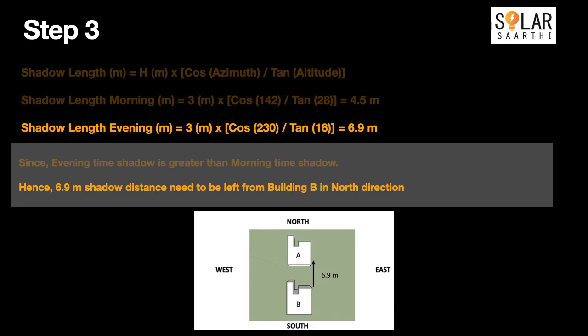Now again, if you are planning a rooftop system on building A, we already know that the distance between both the buildings is 2 meters. So 6.9 meter minus 2, that comes out to be 4.9 meters. So 4.9 meters distance need to be left from the south direction of this building A, and then the solar PV array should be proposed here.